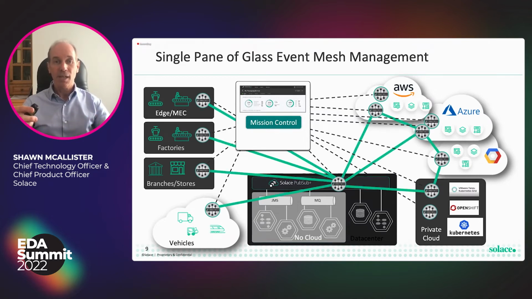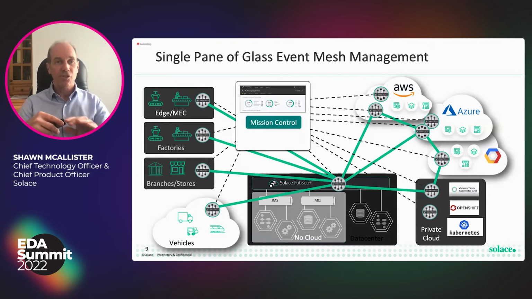And then you can connect them together into an event mesh. So those solid green lines would show where information events would flow between the brokers. So you could have an event produced in a factory that is consumed in AWS by a microservice and by Beam in Google and be able to be processed.